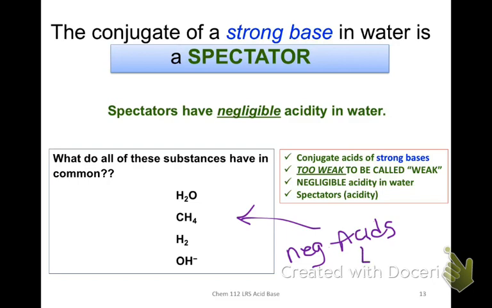You can also include in this group lithium cation, potassium cation, sodium cation. These are also negligible acids. They're spectator ions. And they are combined with strong bases when you make lithium hydroxide, potassium hydroxide, or sodium hydroxide. So lithium, sodium, and potassium ion are negligible acids also.